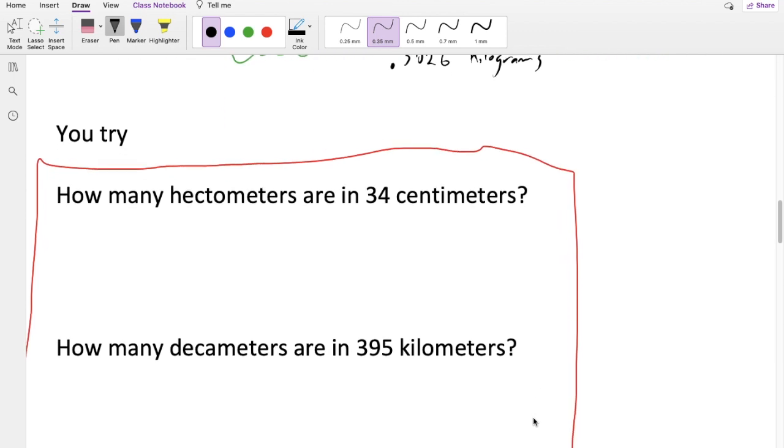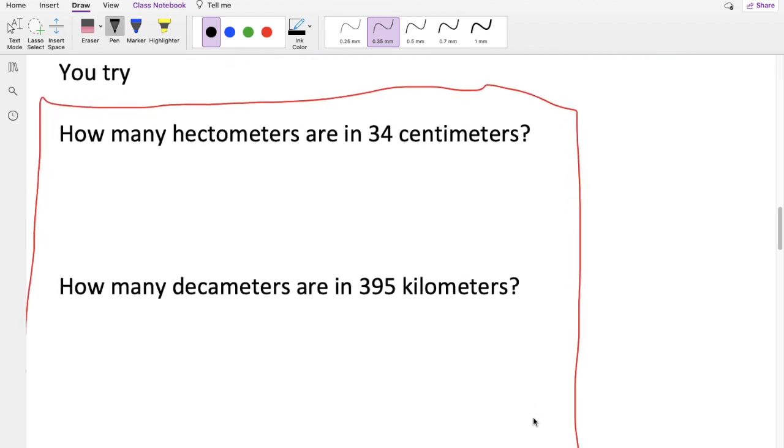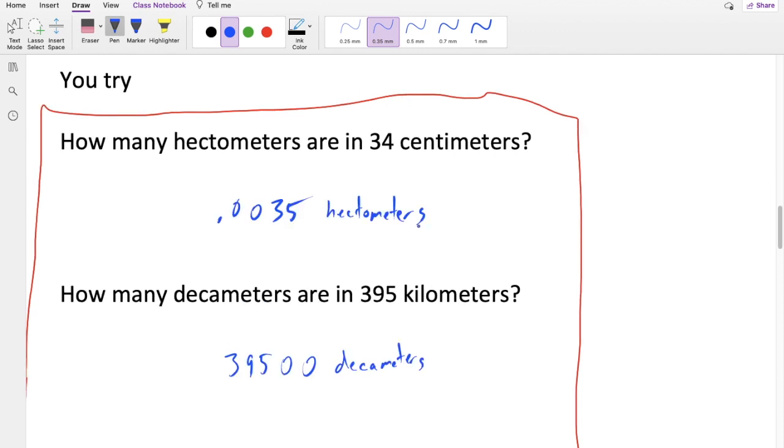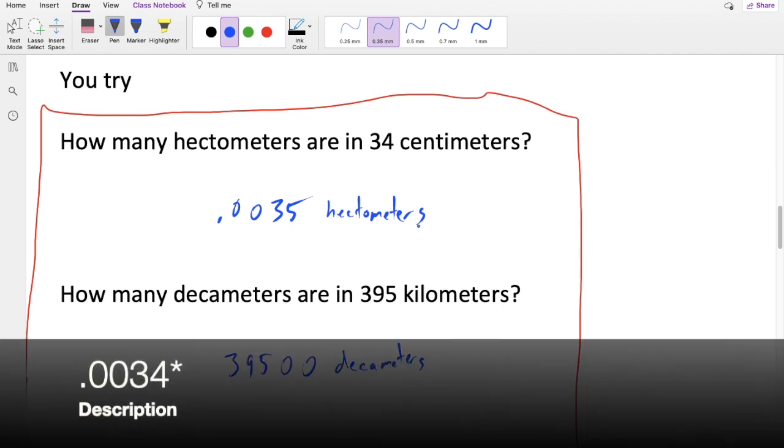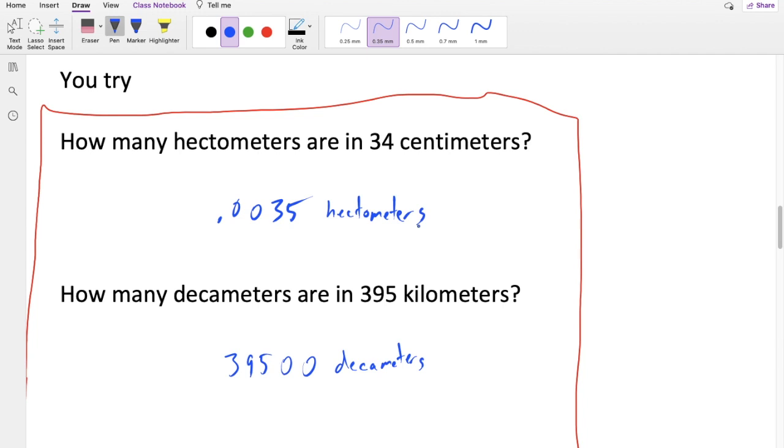So I have two for you to try. How many hectometers are in 36 centimeters? And how many decameters are in 395 kilometers? Pause and try these out. On the first one, you should have had 0.0036 hectometers. And on the second one, you would have had 39,500 decameters.